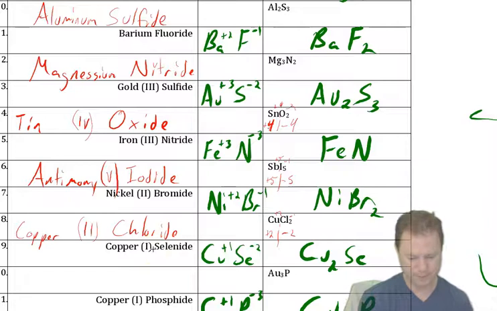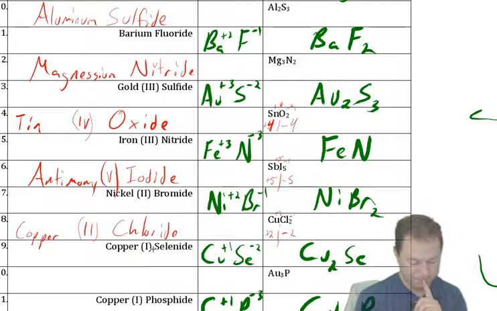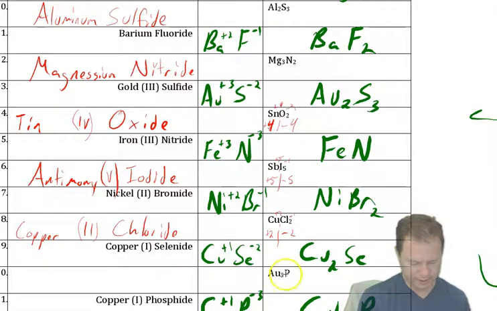Last one. Keep this under 30 minutes. That's good. Au, we've seen before, it's gold. If you don't remember, it's right here. Number 79, Au gold. It's not colored green. It needs Roman numerals.